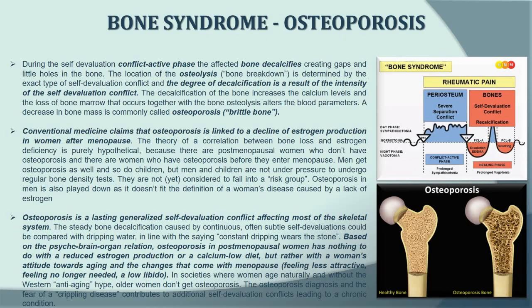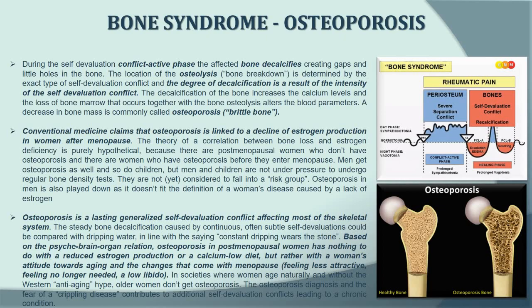The decalcification of the bone increases the calcium levels, and the loss of bone marrow that occurs together with the bone osteolysis alters the blood parameters. A decrease in bone mass is also commonly called osteoporosis or brittle bone. Conventional medicine claims that osteoporosis is linked to a decline in estrogen production in women after the menopause. The theory of a correlation between bone loss and estrogen deficiency is, though, purely hypothetical, because there are postmenopausal women who don't have osteoporosis, and there are women who have osteoporosis before they enter the menopause.